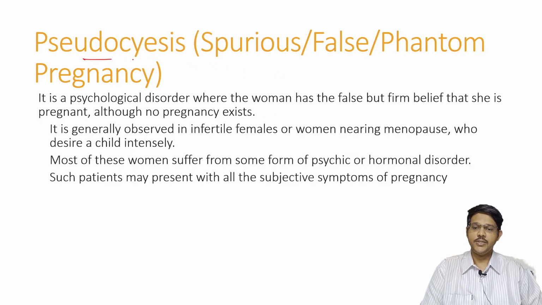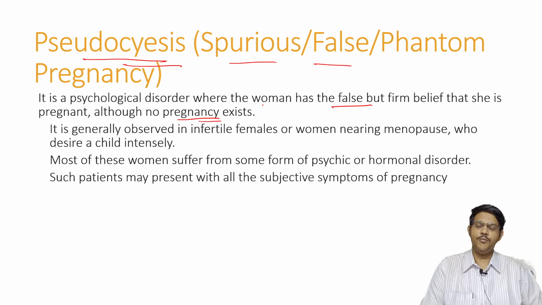The next condition is pseudocyesis. This is of medical importance, and is also known as spurious, false or phantom pregnancy. It is a psychological disorder where the woman has a false but firm belief that she is pregnant, although no pregnancy exists. It is generally observed in infertile females or women nearing menopause who desire a child intensely.